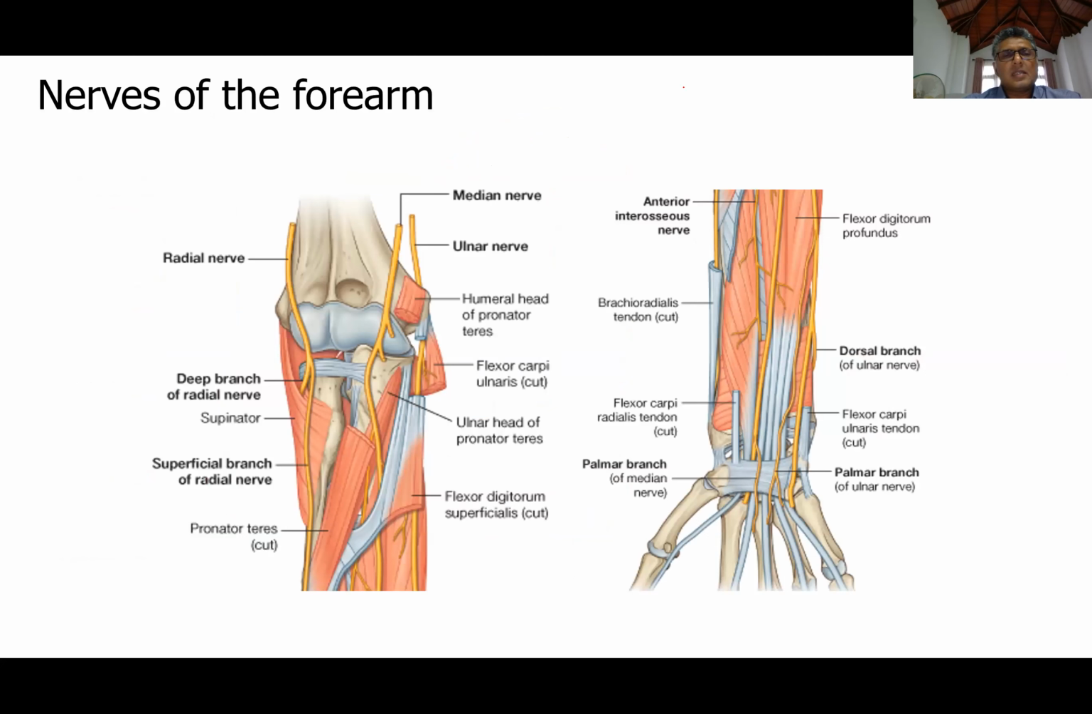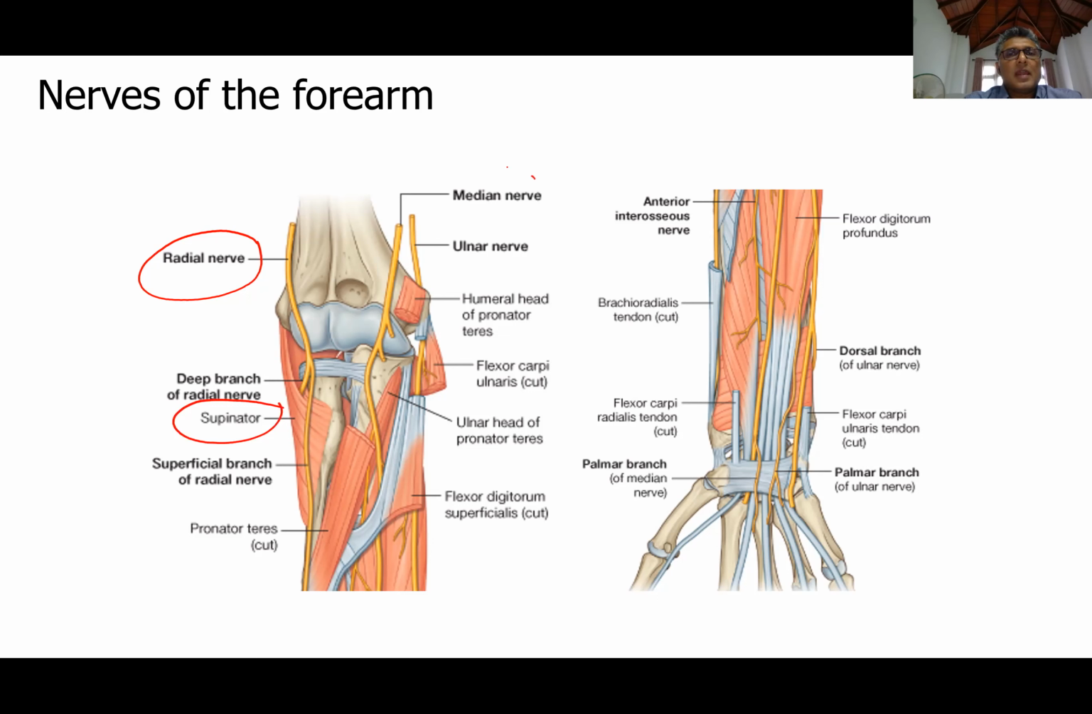So we discussed these nerves in a previous slide in detail. Just to summarize it, the radial nerve divides into a deep branch and a superficial branch. The deep branch enters the posterior compartment, passing through the two heads of the supinator muscle.